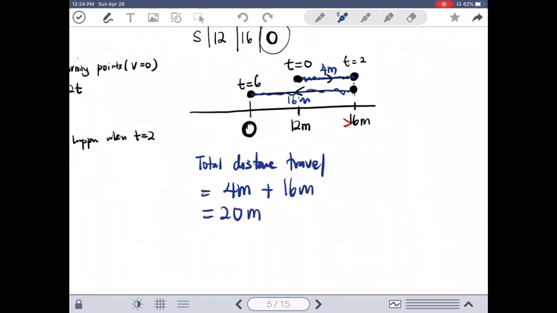which equals 20 meters. And we know that for distance, you don't have negative 20 meters because distance is a scalar unit, it's not a vector unit. So it doesn't really matter if the object lies on the right hand side or left hand side of the reference point O. The only important thing that we need to know is how much the object or particle moves. So distance is always positive.